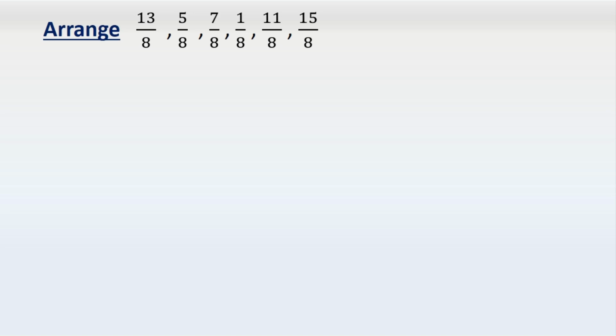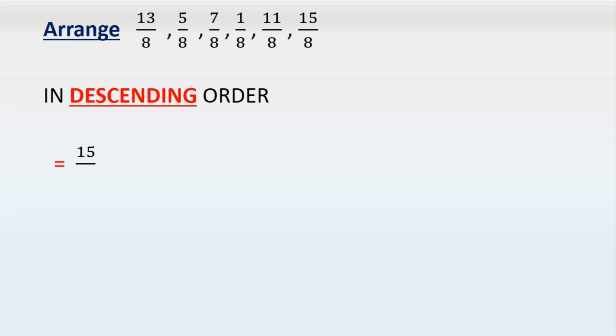So let's arrange these like fractions in descending order first. In descending order, we arrange from the greatest number to the least number. Here, the greatest number is 15, followed by 13, followed by 11, followed by 7, followed by 5, followed by 1. And note, we have to use the greater than symbol in this descending arrangement.